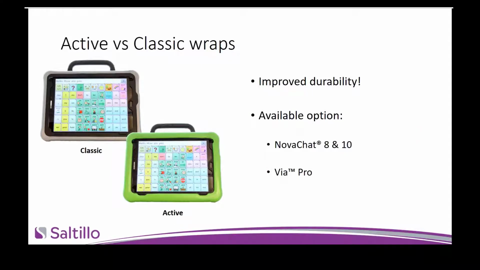Now, if you want to customize your device even more, we now have the option for different wrap options with our classic and our active wraps. Our classic wrap is going to incorporate our sleek classic design that's lightweight and portable, while the active wrap provides that added durability for all of our active communicators. Right now, the active and classic wraps are available for our NovaChat 8, NovaChat 10, as well as our Via Pro.